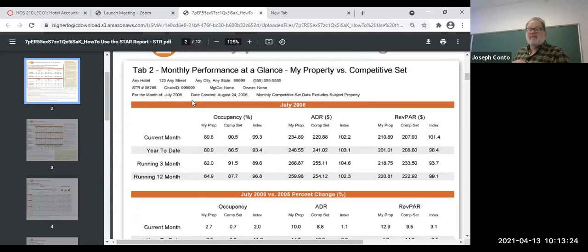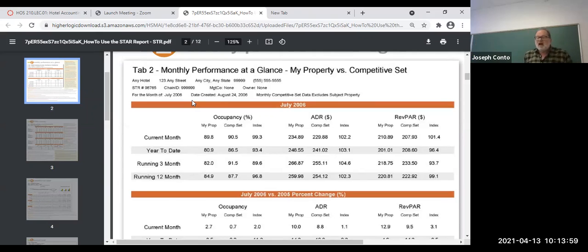occupancy percentage. My occupancy percentage was 89.8 during this period. Do you see? But the comp set average is 90.5, meaning I'm not doing as well as the comp set average. I'm a little bit behind. And we give an index there, and the index says 99.3. The index is basically a grade, right? If my company took a test on occupancy, I would have gotten a 99.3. Pretty good. 100 means that I'm equal with the best.